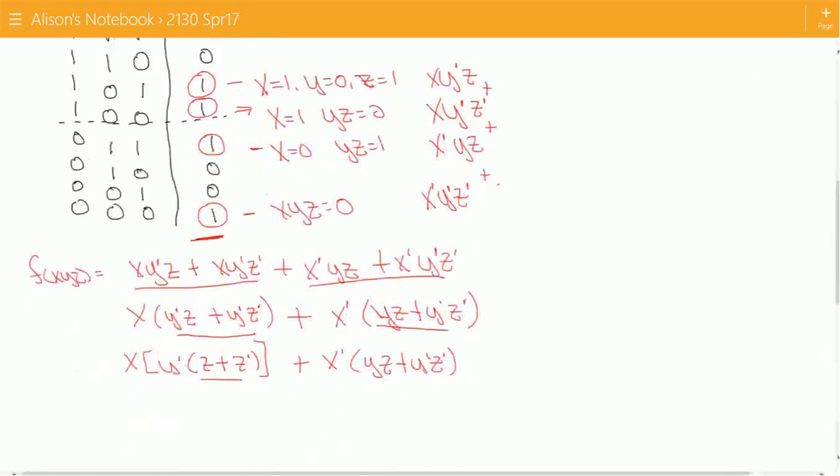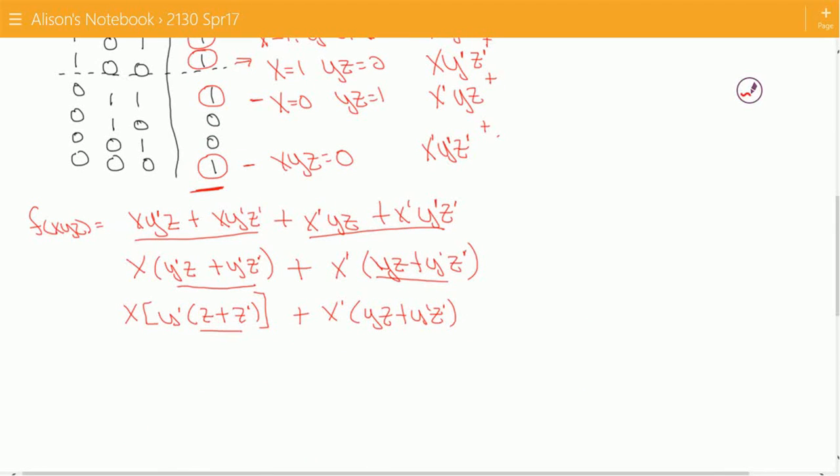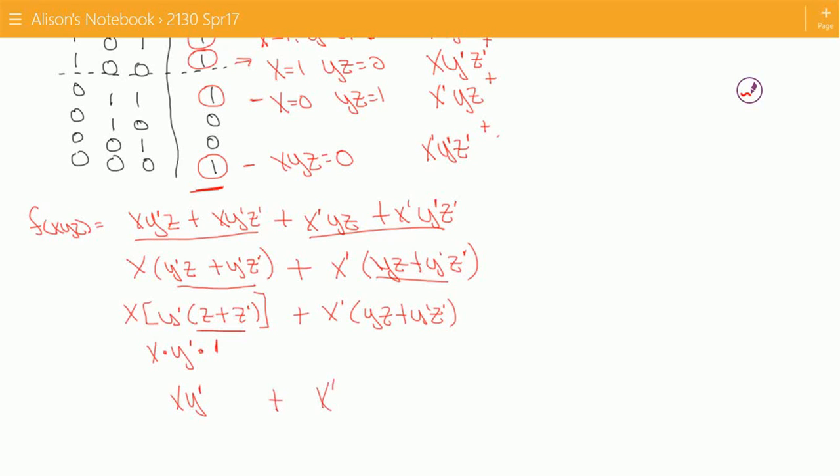Let me move this up just a little bit, because when I see this, I see the z and the z naught plus. I know from my simplification rules that that equals 1. So this is going to give me x times y naught times 1, which is x y naught, and then plus, I can just drop this down, x naught yz plus y naught z naught. And this is going to be a simplified f of x, y, and z that is generating the output column.